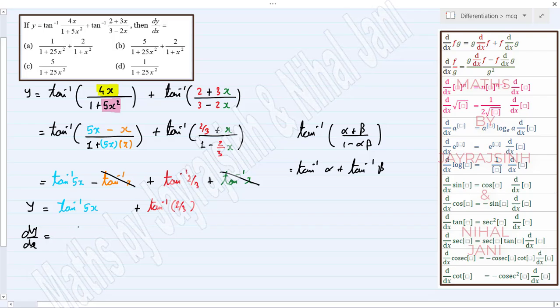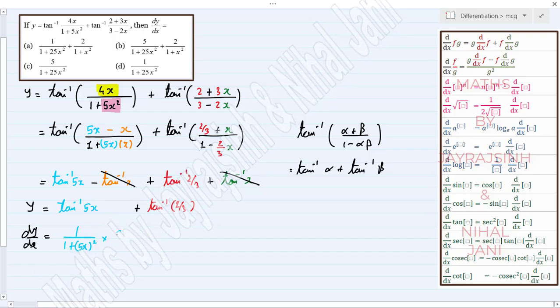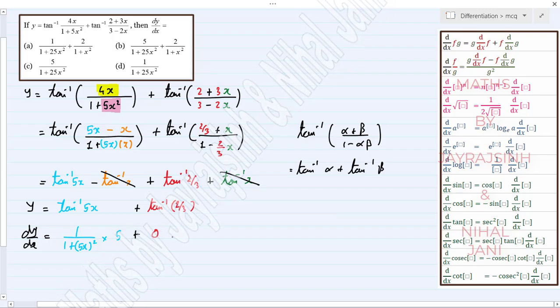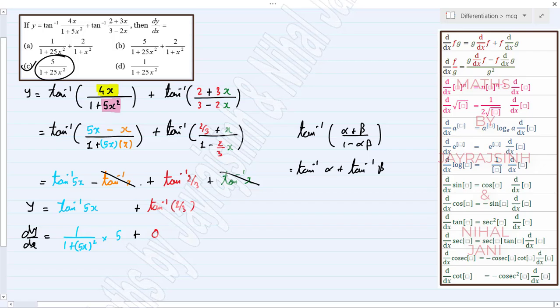Differentiation of tan inverse of phi x is 1 upon 1 plus phi x the whole square, into differentiation of phi x, or we can say phi, plus differentiation of tan inverse 2 by 3, which is a purely constant term, will be 0. So phi upon 1 plus 25x square is your final answer, which is given in option C.